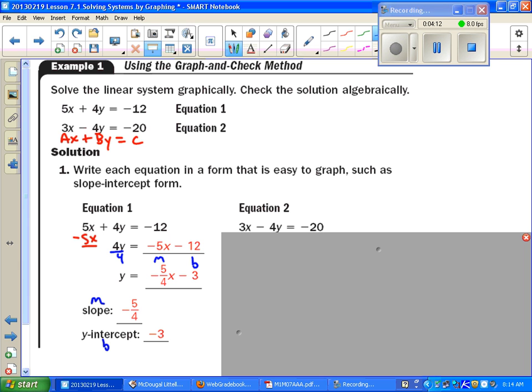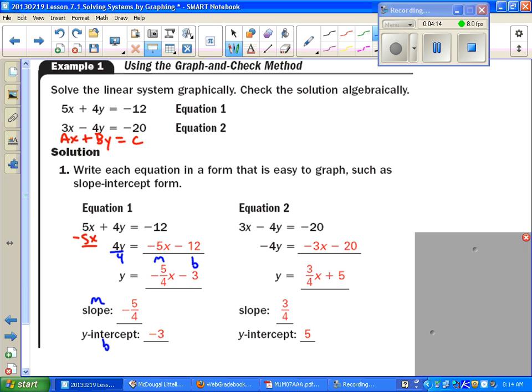Do the same thing with the second equation. You have 3x minus 4y equals negative 20. Get rid of positive 3x by subtracting it. If you do it to the left side, make sure you do likewise to the right side. Remember, you can't take 3x away from negative 20 because they're not like terms. One of them has a variable and the other does not. Then get rid of negative 4 times y by dividing by negative 4. If you do it to the left side, make sure you do it to the right side as well.